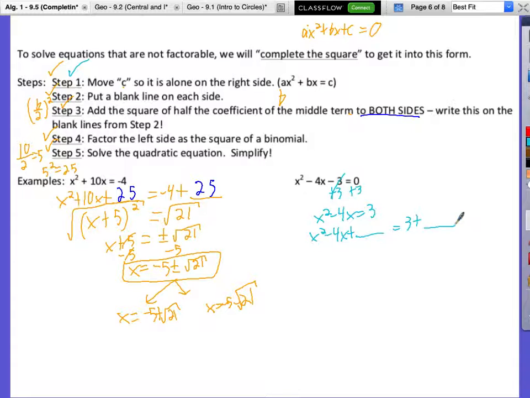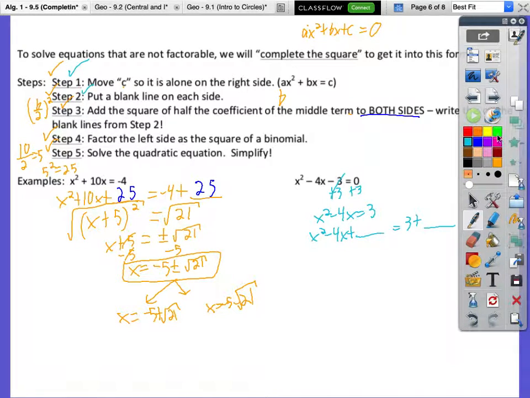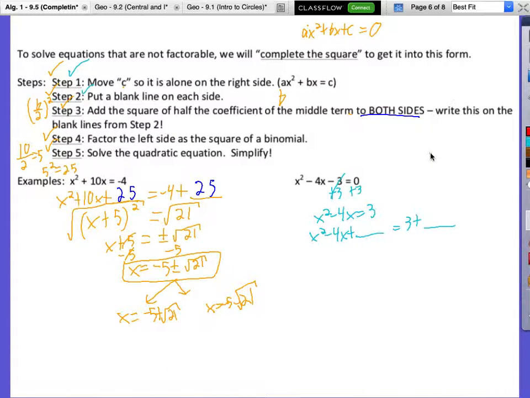Did we do that second step? Okay, I'm going to do a different color for this one. So, how do we know what to put on that blank? Just random? Square root.